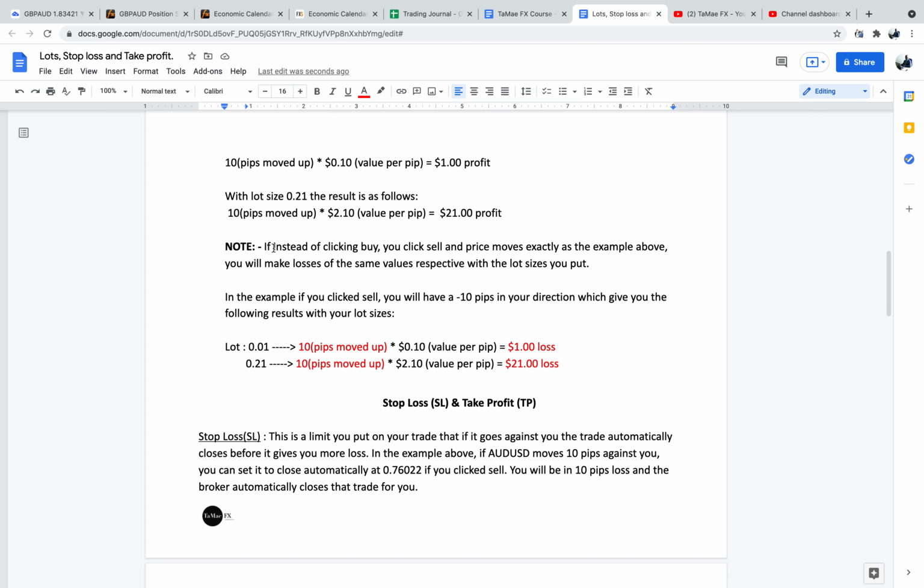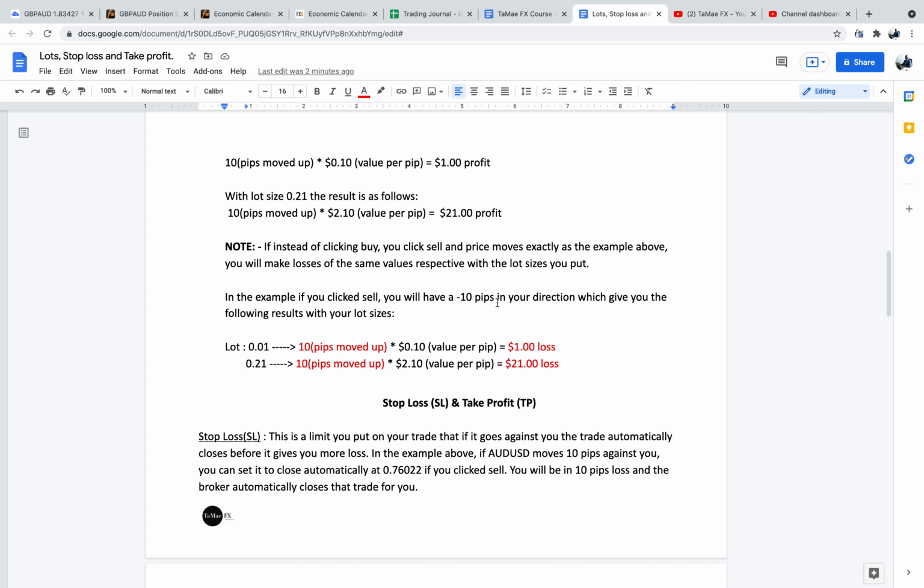Please note, instead of clicking buy, if you click sell, and the price moves exactly as the example above, you make losses respective of the lot sizes that you have put. In the example, you clicked sell instead of buy, so you are in negative 10 pips.